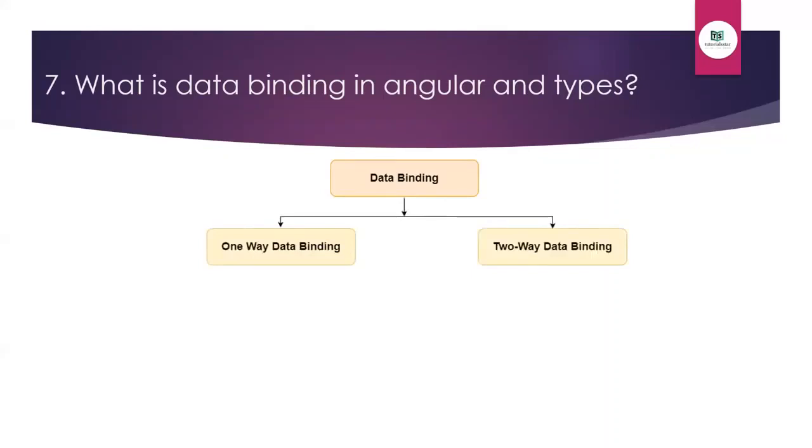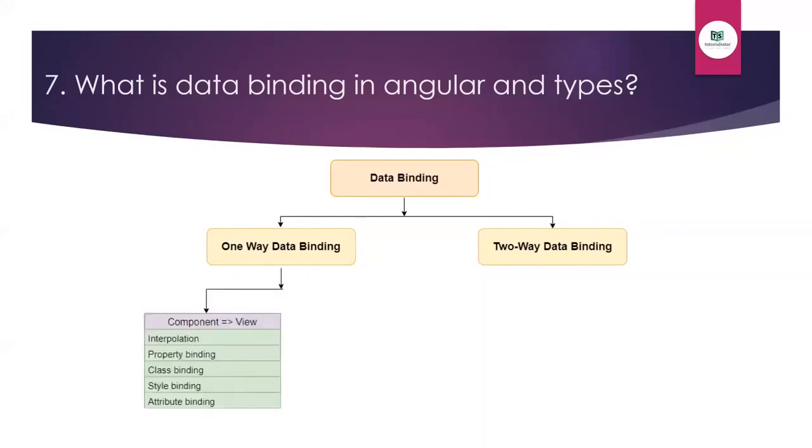One-way data binding is a simple type of data binding where you manipulate the view through the model. That means if you make a change in the TypeScript code, it will be reflected in the corresponding HTML. One-way data binding has different types. It has interpolation or string interpolation. Then we have property binding, class binding, and attribute binding. These are the one-way data binding techniques.